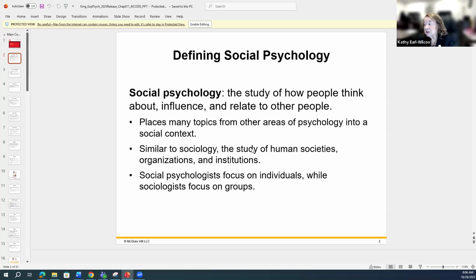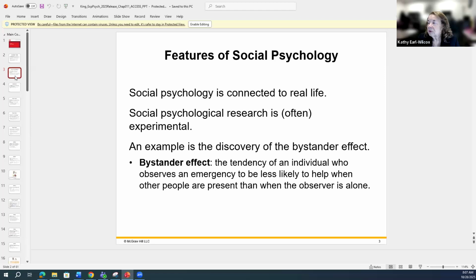There again, it's similar to sociology, the study of human societies, organizations, and institutions. But social psychologists focus on the individual. So as we look at this, think of how you interact in a group, how different people interact.